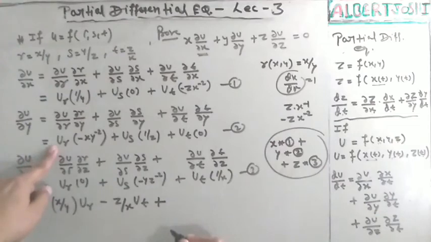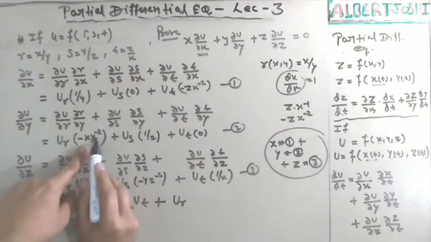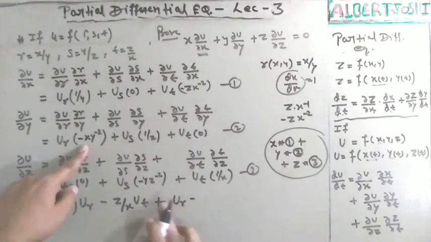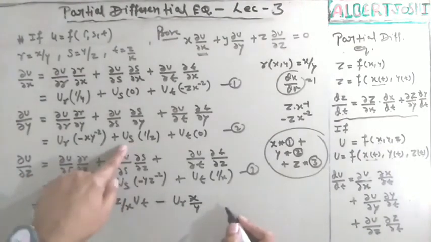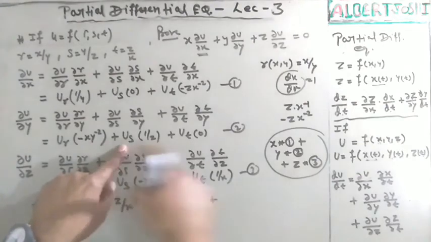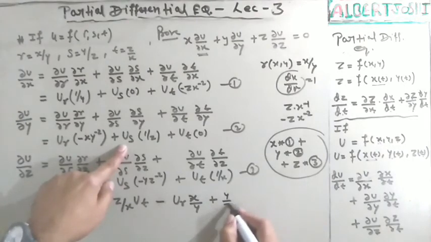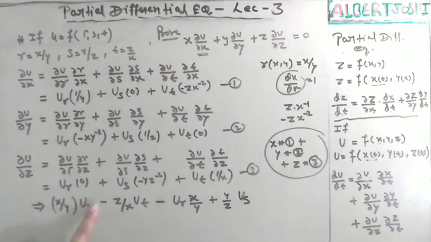Now you will multiply by Y. Again you can see that this is U_R. If you multiply by Y, then Y will cancel, because this is 1 upon Y square, and you are getting X upon Y. So this is minus X upon Y. Again you multiply by Y, and you are getting Y upon Z, sorry, this is U_S. Now this is 0, ignore it. Again this is 0, ignore it.